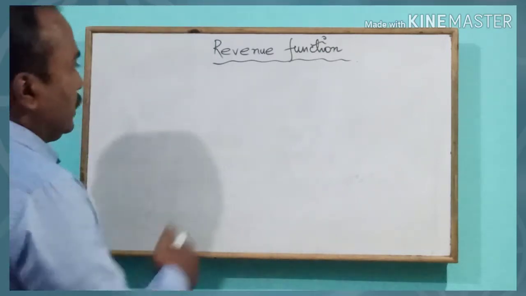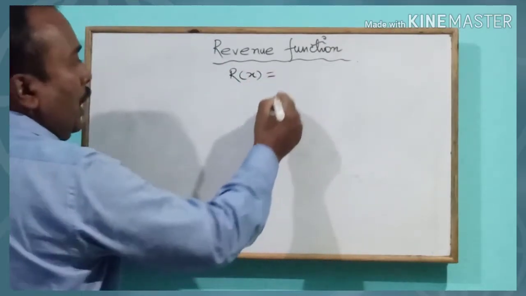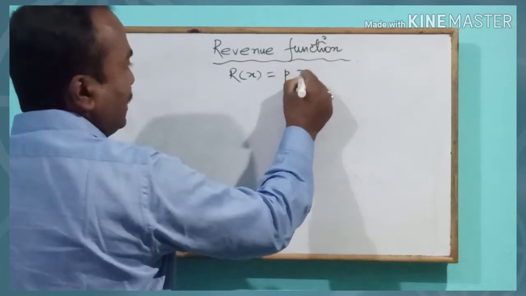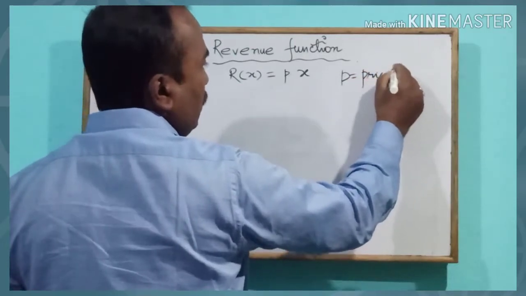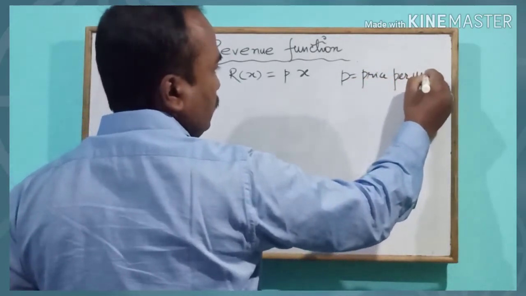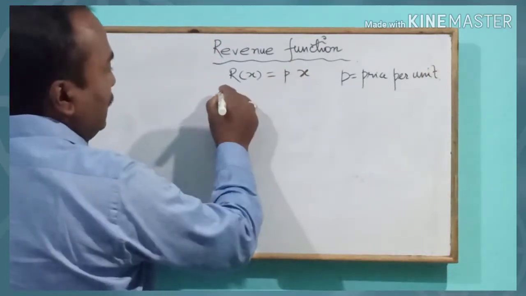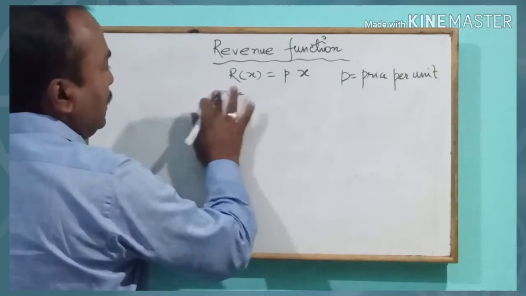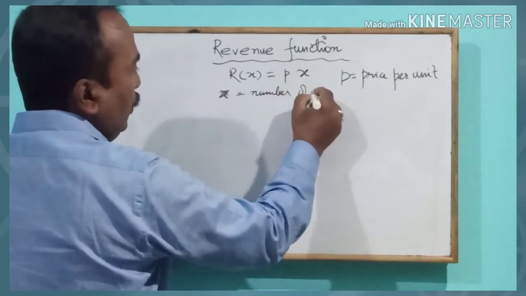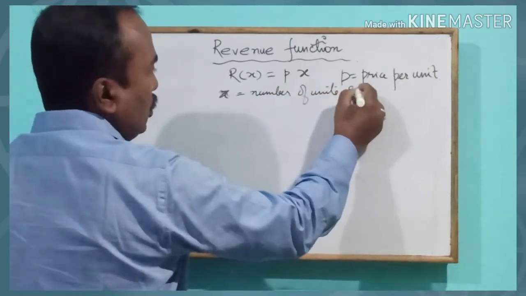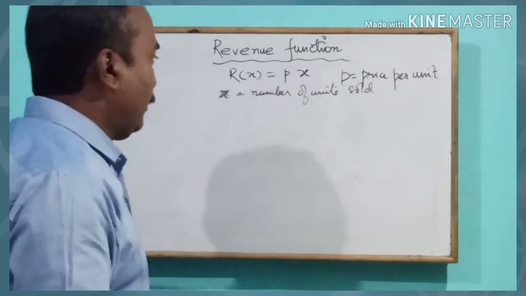So revenue function is denoted by R(x), that is equal to P into X. What is this P? P is the price per unit. And X is the number of units sold. We also say X is the demand. According to the demand, what is the revenue achieved?